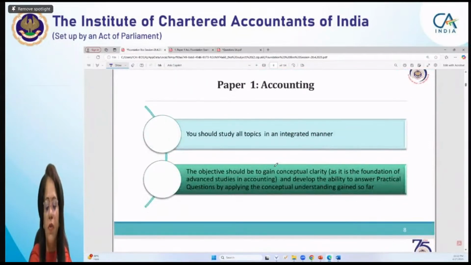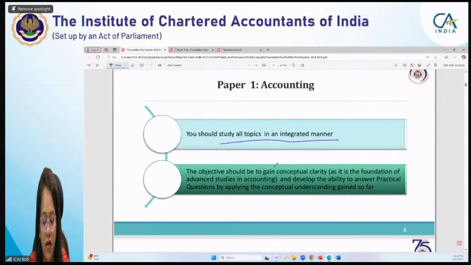So what about your paper of accounting? You should study all the topics in an integrated manner, and the objective should be to gain conceptual clarity and develop the ability to answer practical questions by applying the conceptual understanding. I'm telling you again and again that conceptual understanding is very important for both theoretical and practical aspects. For theoretical aspects, if you know the concept, you'll be able to write it, right? And for practical questions, you will be able to apply the theoretical knowledge in the practical question. All right.